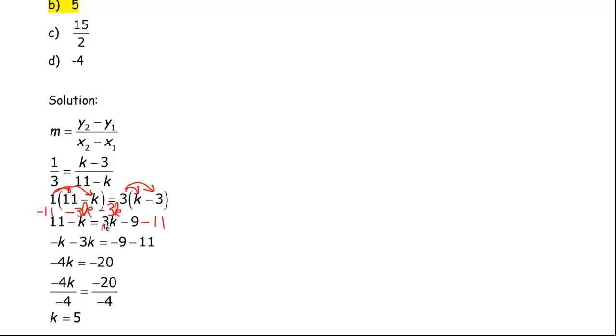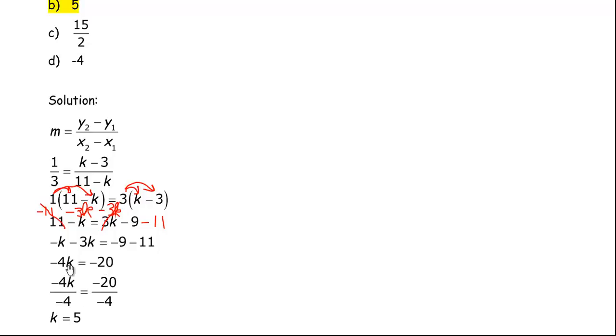Notice that these are opposites, so they add to 0. These are opposites, so they add to 0. What I have left on the left side is negative k minus 3k, and on the right I have negative 9 minus 11. So negative k minus 3k would be negative 4k, same as adding a negative 1k and a negative 3k. And negative 9 minus 11 would be negative 20.